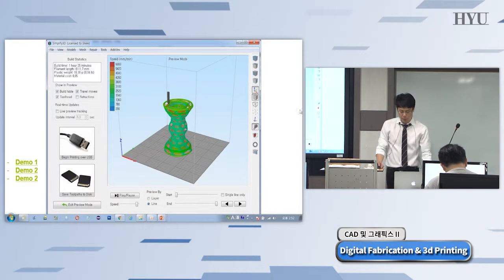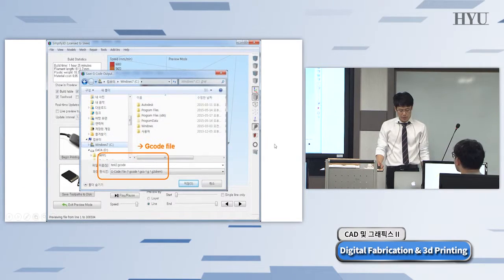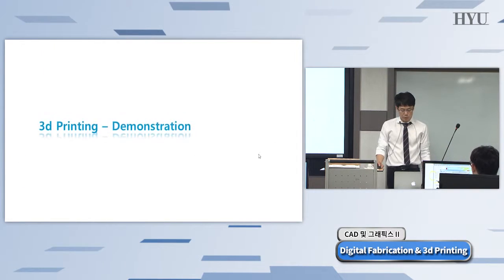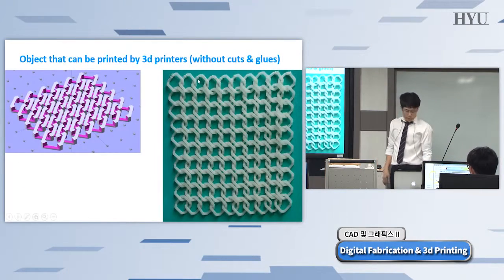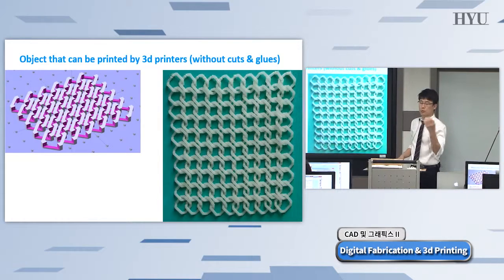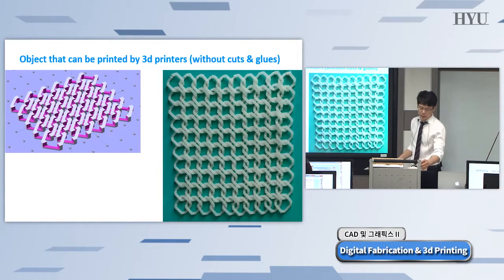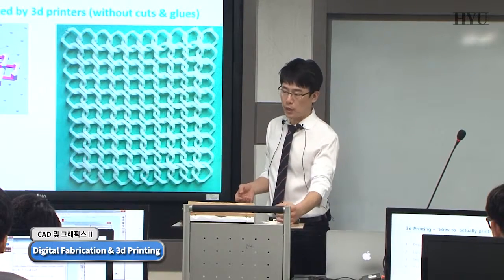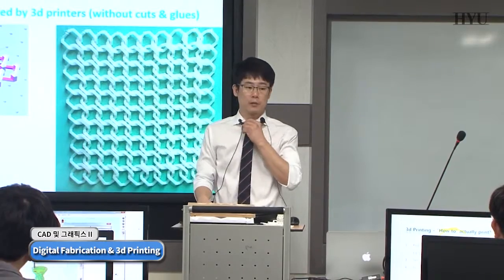So this is an actual video, but the best way is an actual demonstration. We're going to print an actual geometric model, this one or this one, today. We're going to bring the 3D printer here, and I'll let you know step by step in detail after the break. So now we have a break.